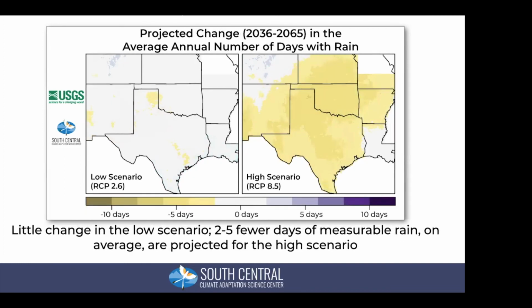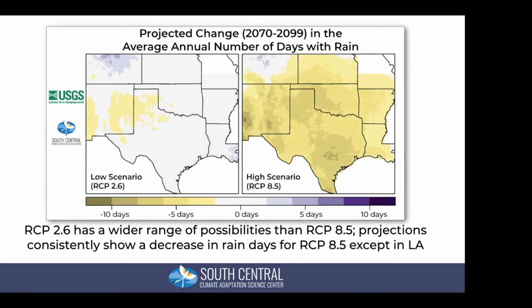Similar to what we saw for mid-century. Sorry, I got behind on one product. Similar to what we saw for mid-century, the low scenario for the end of the century shows only a few more or several fewer rain days as compared to the recent past.